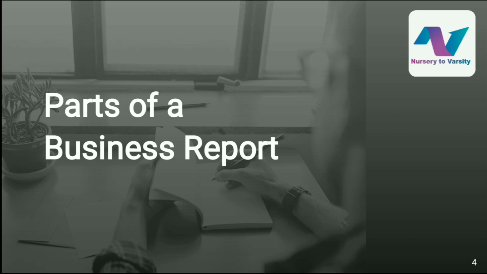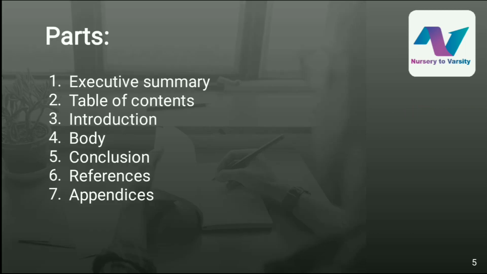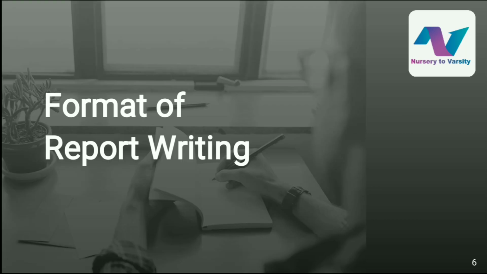Now, let's see the parts of a business report. There are 7 parts of a business report. It starts with executive summary, then followed by table of contents, introduction, body, conclusion, references, appendices. In this way, these 7 parts should be written in the sequence given so that you can write a report easily. Format of report writing.